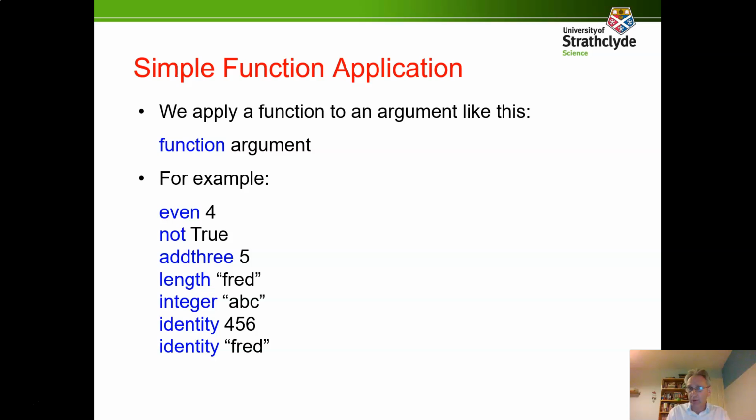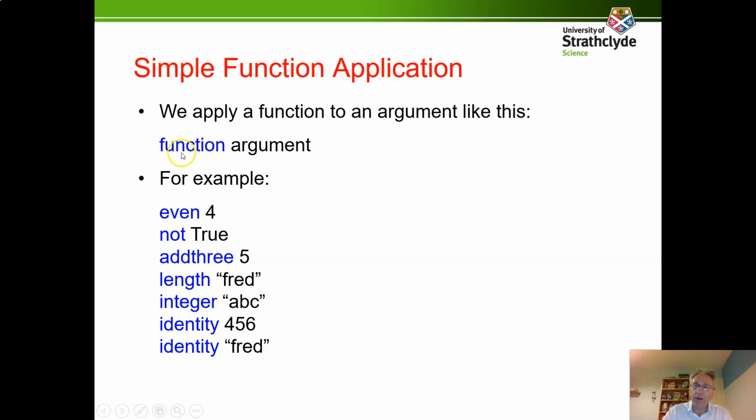So let's look at functions first. Functions are things that we apply to arguments. So here, functions are written in blue, and the inputs to those functions, which I'm going to call arguments, are going to be written in black. Let's have an example. Let's take the function even, which we apply to an integer as its input. So even of 4 is an example.